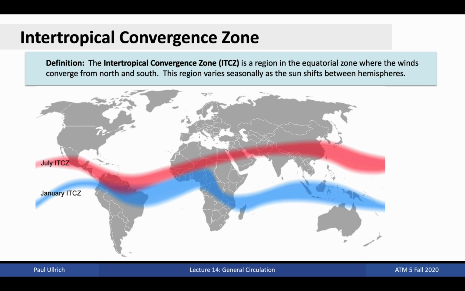As the temperature maximum follows the sun over the course of a year, so does the ITCZ. In July, the ITCZ tends to be slightly north of the equator, although the exact position varies because of land masses. In January, the ITCZ tends to be slightly south of the equator, although again the exact position varies depending on where on the globe you are.